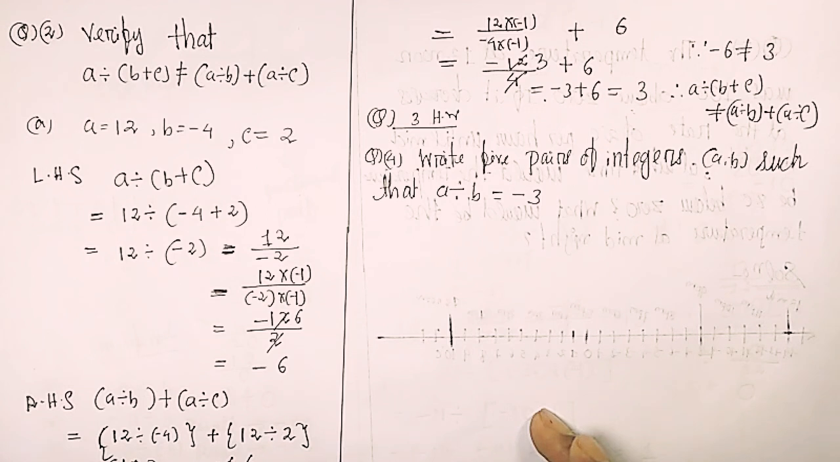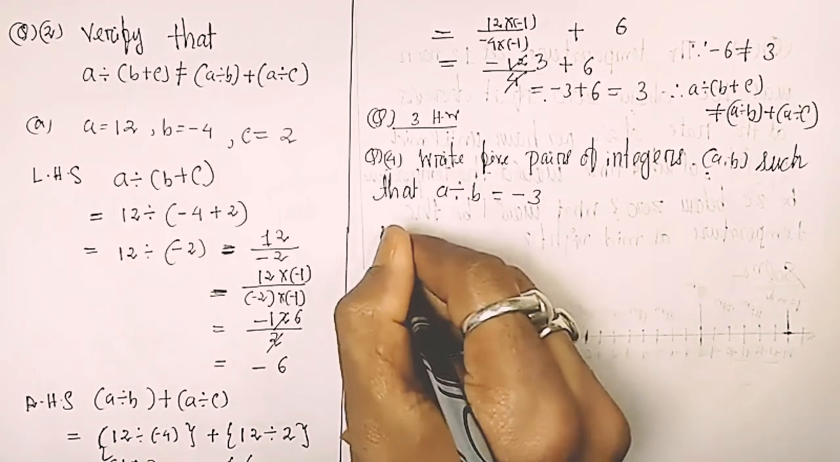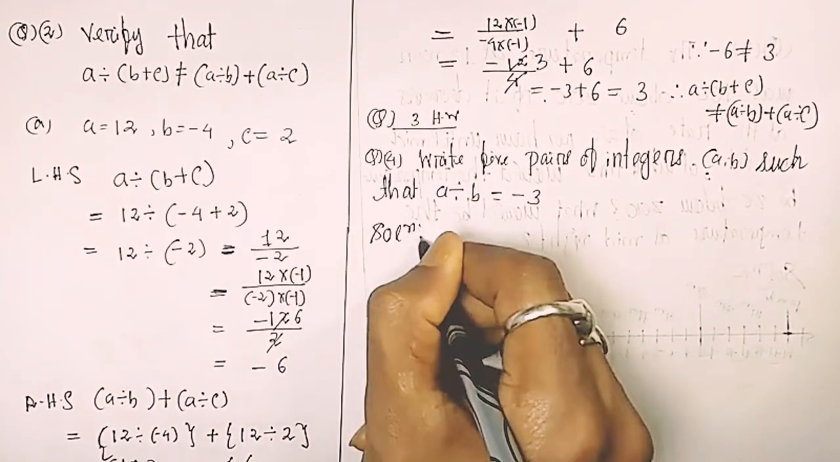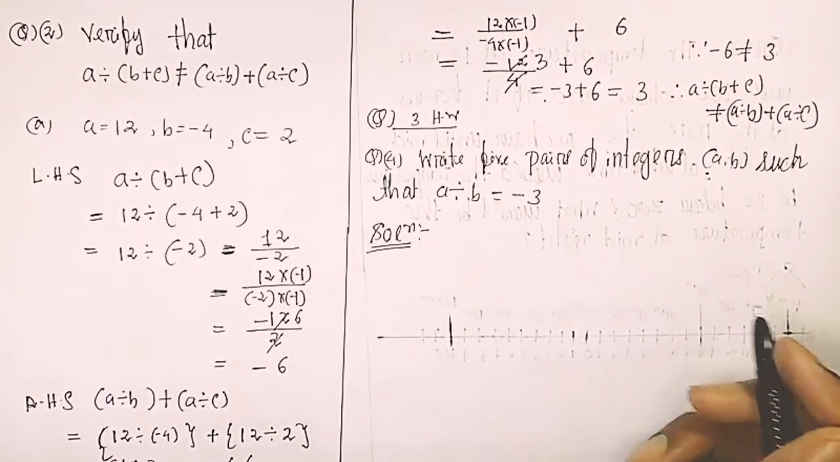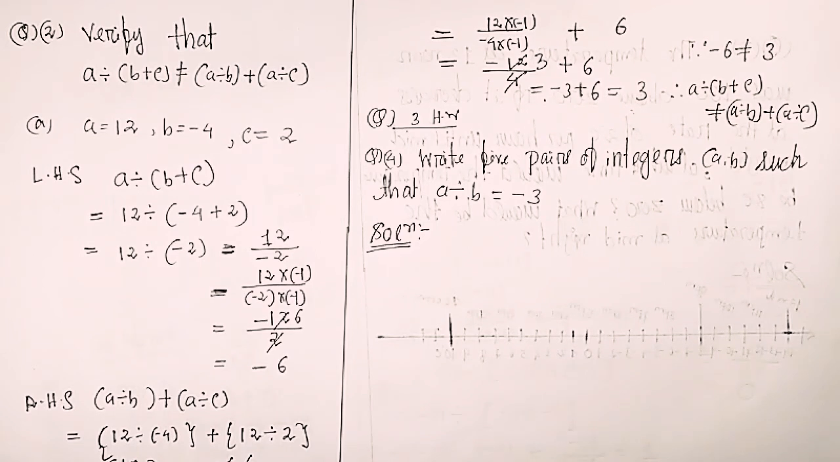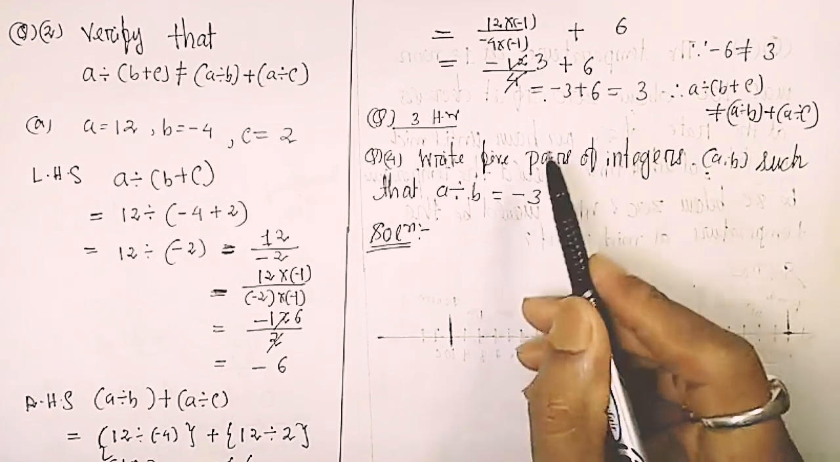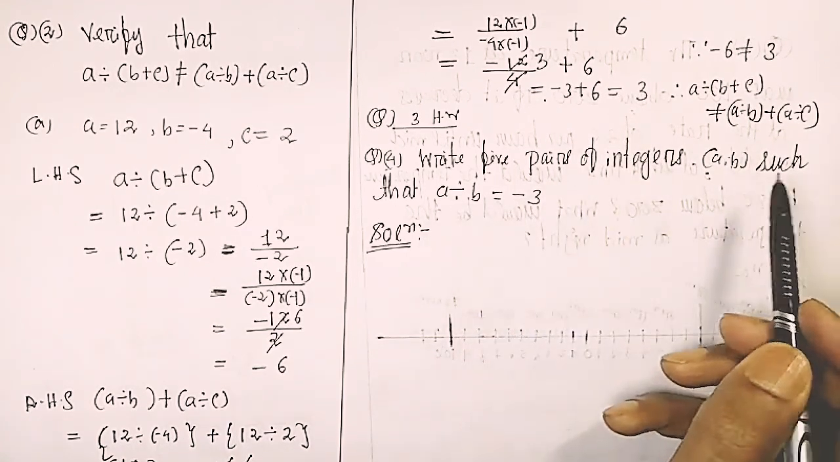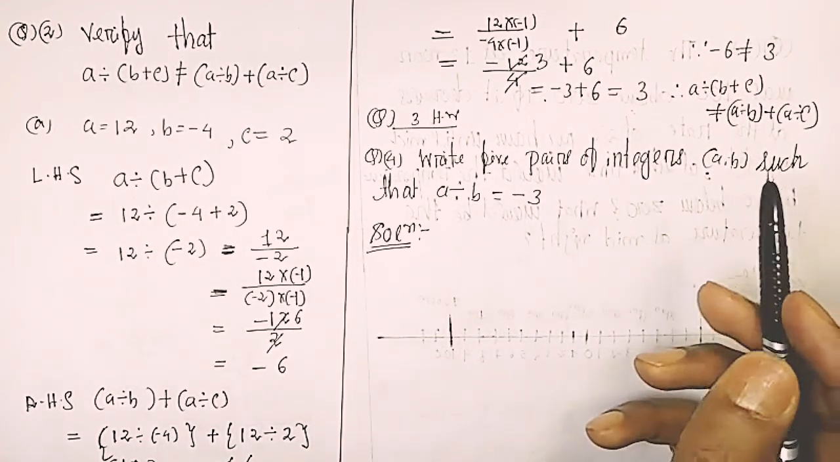So let's move to question number 3. Write 5 pairs of integers A comma B such that A divide B equals minus 3. So I'll give one technique. You can easily find out the pairs of integers using this technique. So we have to find out the integers A and B.